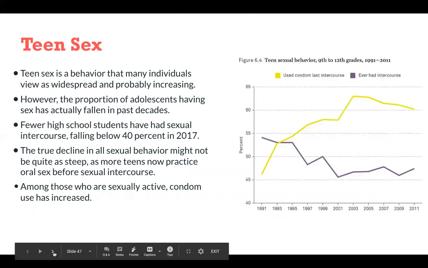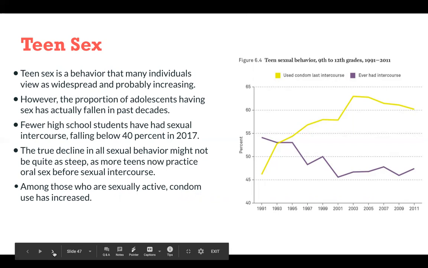It's a behavior that, although many individuals view it as widespread and increasing, in actuality, it's fallen. The number of teens having sex has actually fallen in past decades. Fewer high school students are having sexual intercourse now than 30, 40 years ago. So I sometimes joke, it's more about Generation X and the older millennials. It's about us being concerned about what our teenagers are doing based upon what we were doing in the 80s and the 90s.